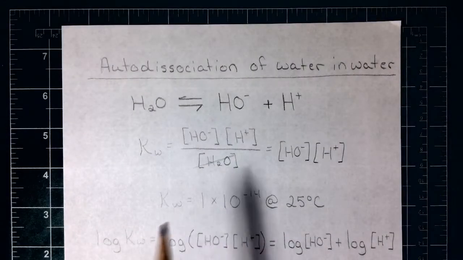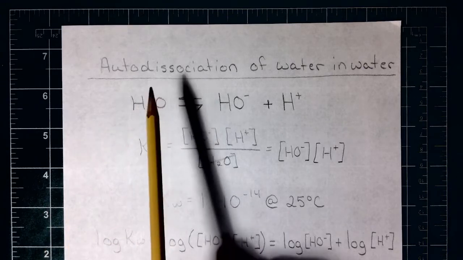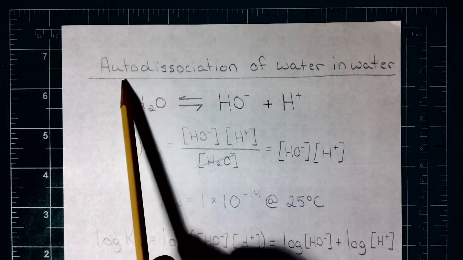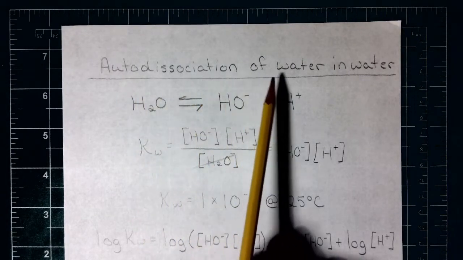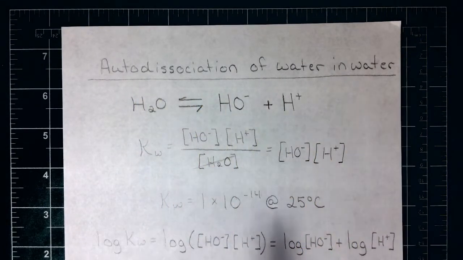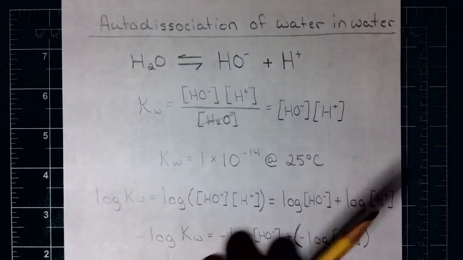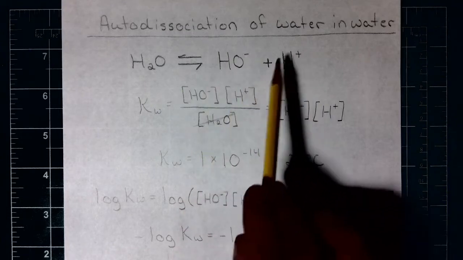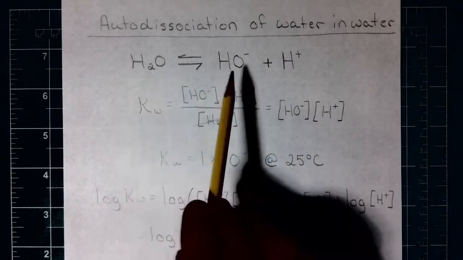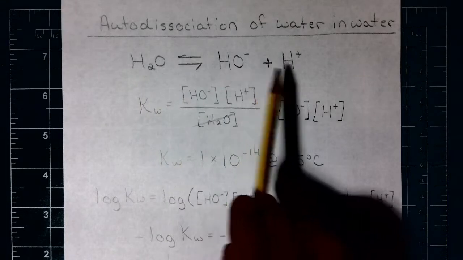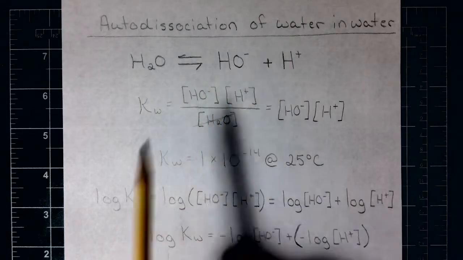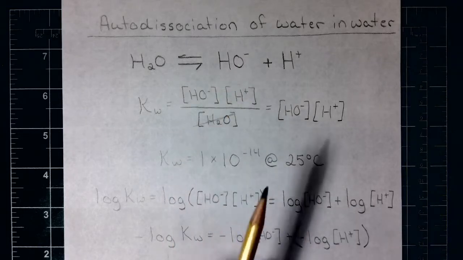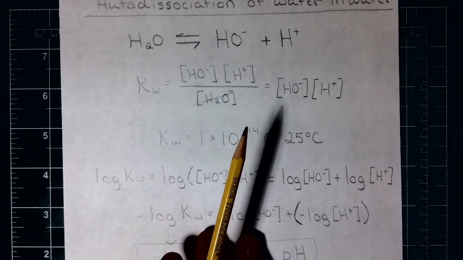So the first thing that we're going to look at as we're trying to quantify acid-base equilibriums is the autodissociation of water in water. And what that means is that water will naturally break down into free hydroxide ions and free protons all on its own. There's this equilibrium here. There's not a lot of them that do this, but some portion of them are going to just break down in any pure water sample.